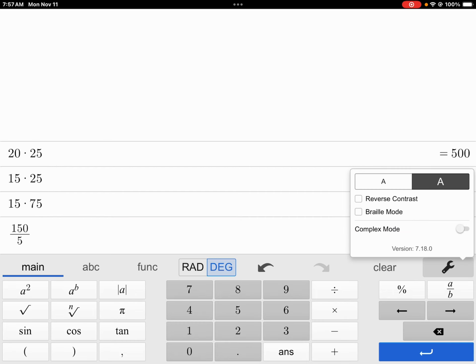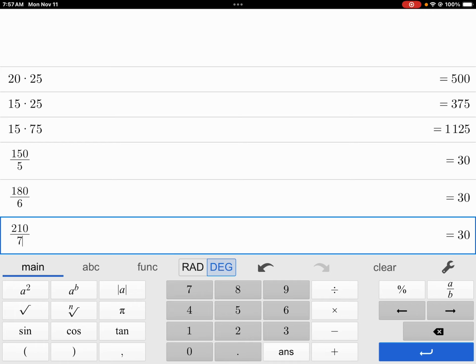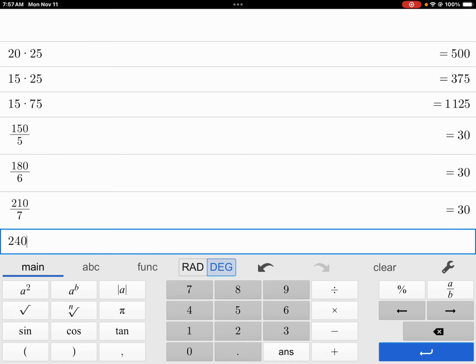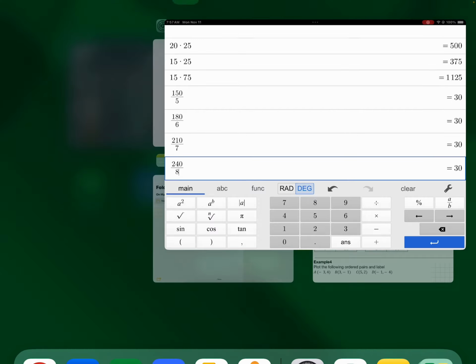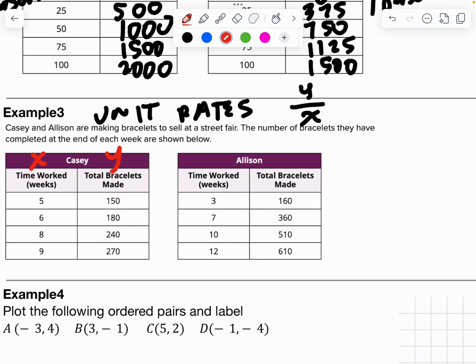Make this bigger so y'all can see better. Then it was 180 divided by 6. Okay, that's still 30. 210 divided by 7. And 240 divided by 8. So all of those are 30, and so on. So if we divide y by x, y over x, to get our unit rate, we get 30. Okay, 30, 30, 30, 30.